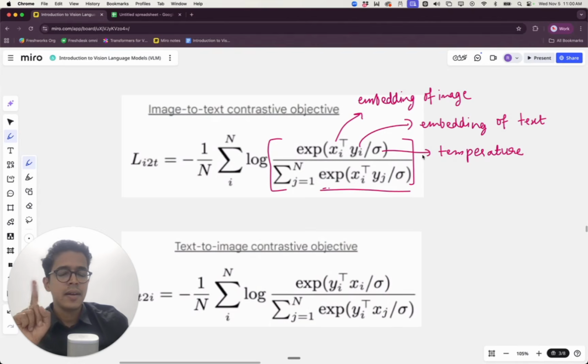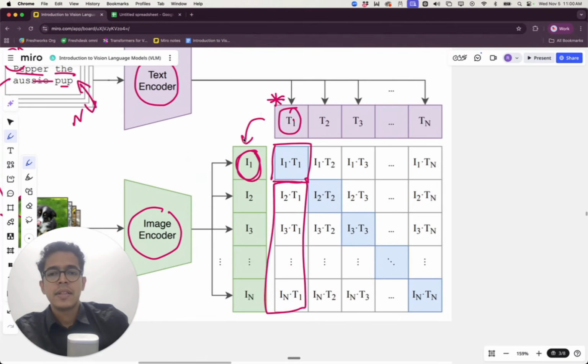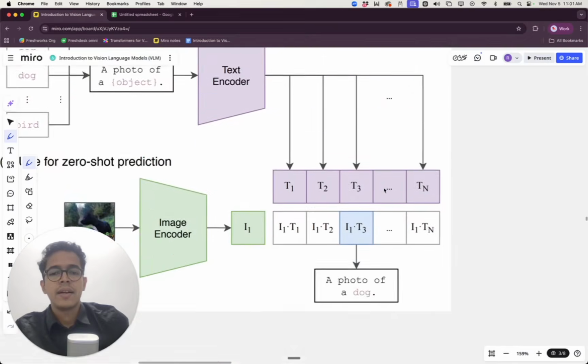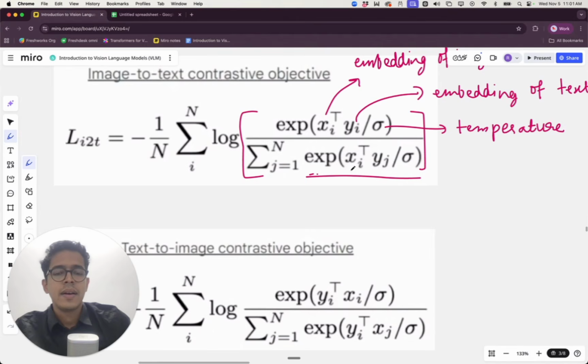So now what is the anchor here? The anchor is the image. So you are comparing this image with T1, T2, T3, etc. up to Tn, right? So in the denominator, you will take the dot product between I1 and T1, I1 and T2, I1 and T3, I1 and T4, and I1 and Tn, if i is equal to 1. And then you will take the negative logarithm. Now that is the case where the anchor image is image number 1.